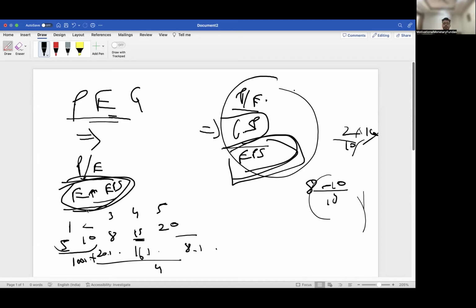So usually, if your PEG ratio or the price earning growth ratio is less than 1, it means the company or the index is undervalued. If it is more than 1, it means it is overvalued.